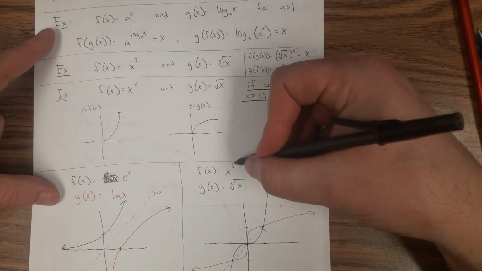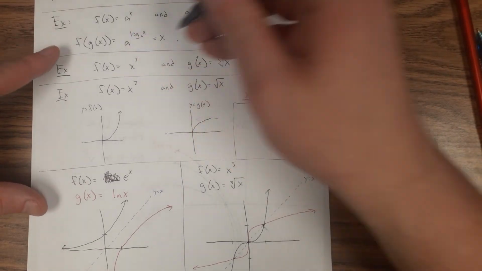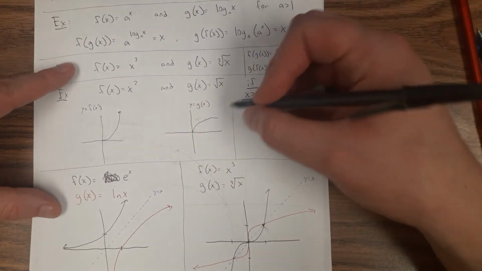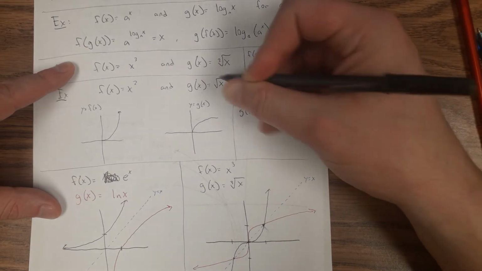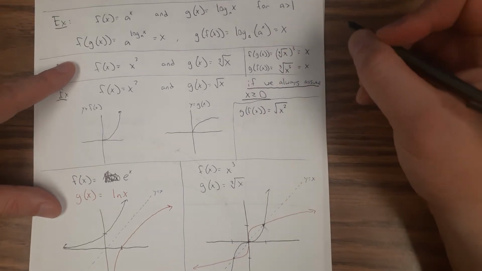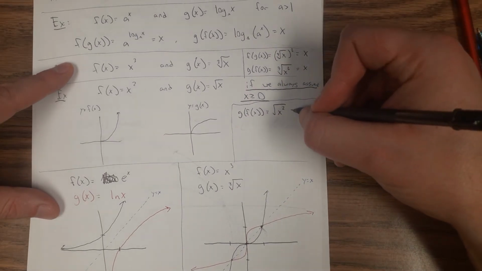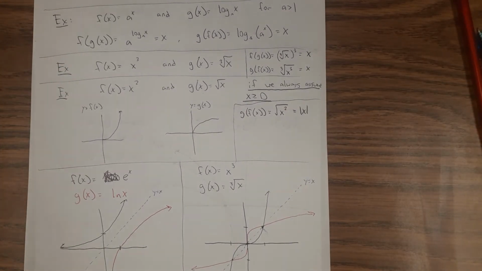Remember, if I do, say, which way do I want to do this? If I do g of f of x, that would be the square root of x squared, which, as we have gone over, is not always x. It's the absolute value of x. If x is a negative number, that's not going to be x. It's going to be the absolute value.